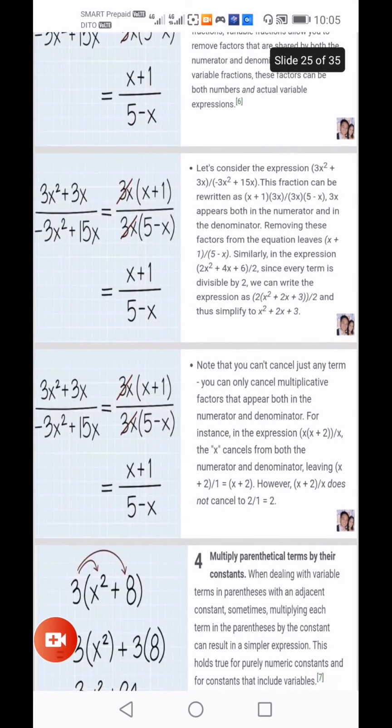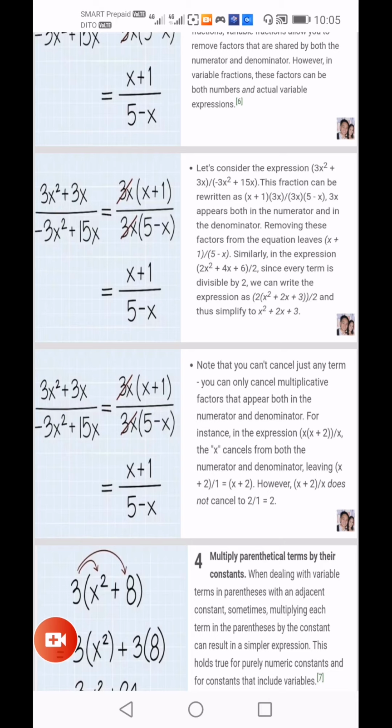Let's consider the expression 3x squared plus 3x divided by negative 3x squared plus 15x. This fraction can be rewritten as x plus 1 times 3x divided by 3x times 5 minus x. 3x appears both in the numerator and in the denominator. Removing these factors from the equation leaves x plus 1 divided by 5 minus x.